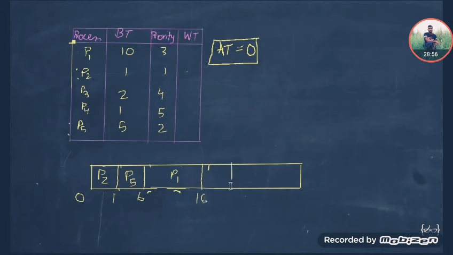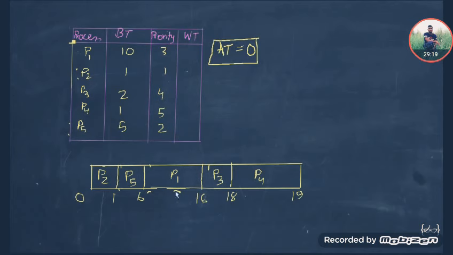Fourthly, we execute P3. So the burst time is 2, so 18. And P4 is the last process that we execute. So P4, the burst time is 1, so 19. Alright, so this is done. This is the Gantt chart that we get. Now let's find the waiting time.